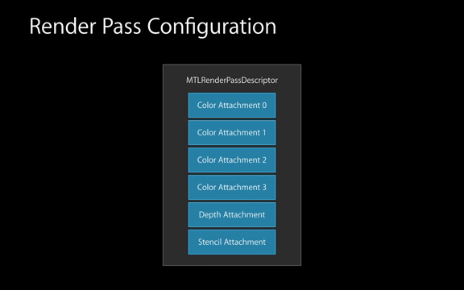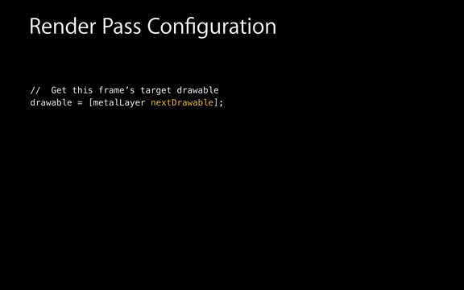Given that there's so much configuration that happens here, we've, again, taken that and packaged it all up into a descriptor to do convenient configuration on. And then once you have the descriptor configured, you can then create the render to texture pass. So putting that into code.